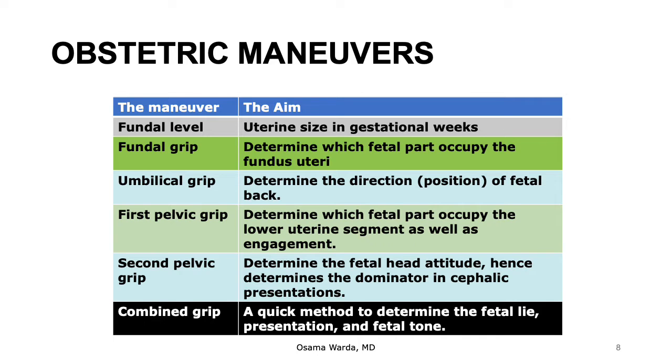The first pelvic grip aims to determine which fetal part occupies the lower uterine segment and whether the head is engaged or not. The second pelvic grip aims to determine whether the fetal head is flexed, extended, or midway between extension and flexion. So the second pelvic grip is only done when the presentation is cephalic. It cannot be done in non-cephalic presentations. A combined grip is usually used by experienced specialists, which aims to shorten the time of examination, and by one maneuver he can determine the lie, the presentation of the fetus, and to some extent the attitude of the fetus.